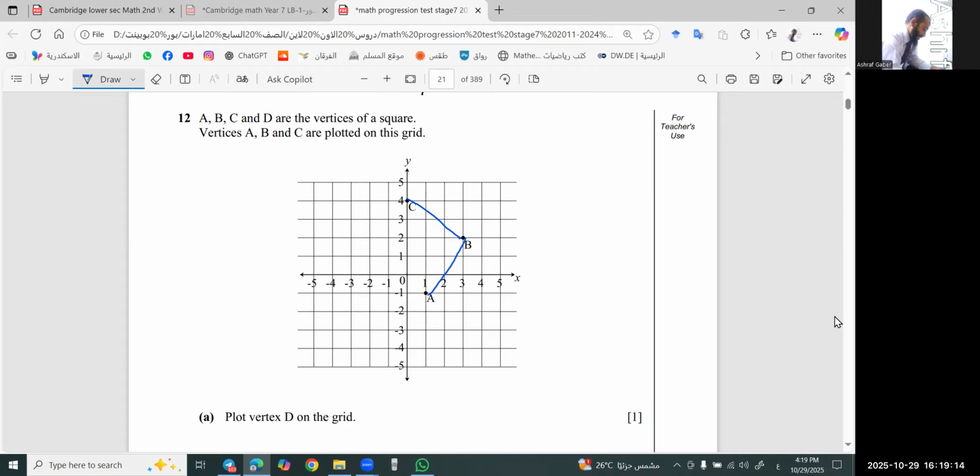How can we get point D? Point D will be approximately in this part. So when we draw a line parallel to BA, and another line from A parallel to BC, they intersect here. Okay? So this point is what? -2 and 2. So this point will be -2 and 2.